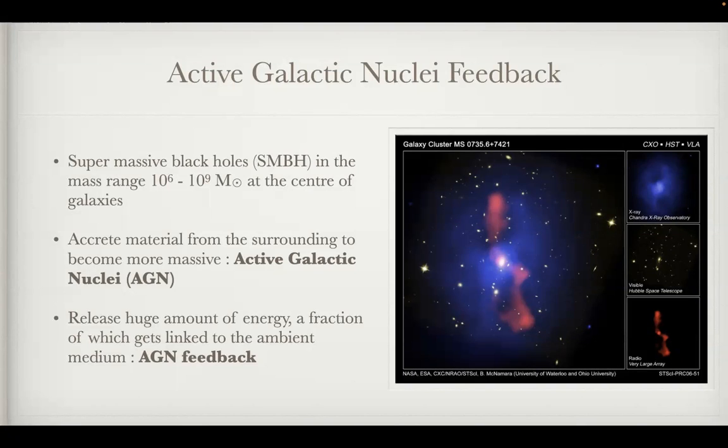Now, as you know, most of the galaxies in our universe host a supermassive black hole, and some of these are active and accrete material from their surrounding medium and become more massive and more luminous. This class of supermassive black holes are called active galactic nuclei. Due to the accretion of material onto the black hole, they release a huge amount of energy to their ambient environment, and a fraction of this radiated energy again gets linked to the surrounding medium itself, and this phenomenon is called active galactic nuclei feedback.